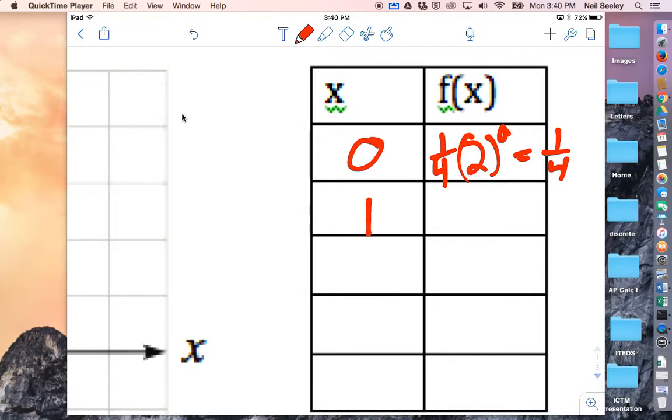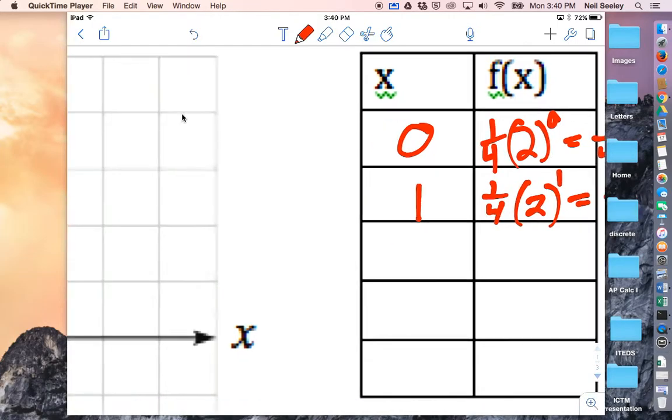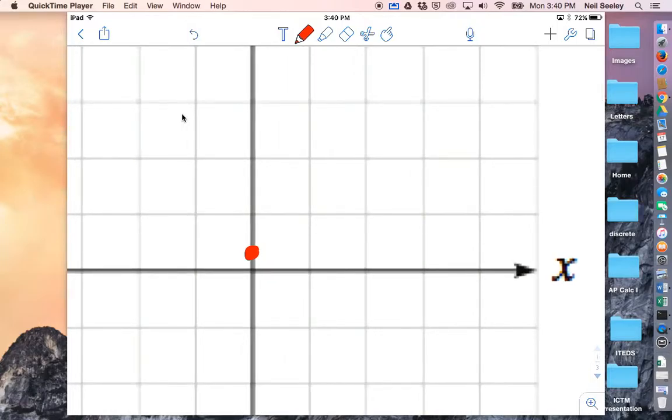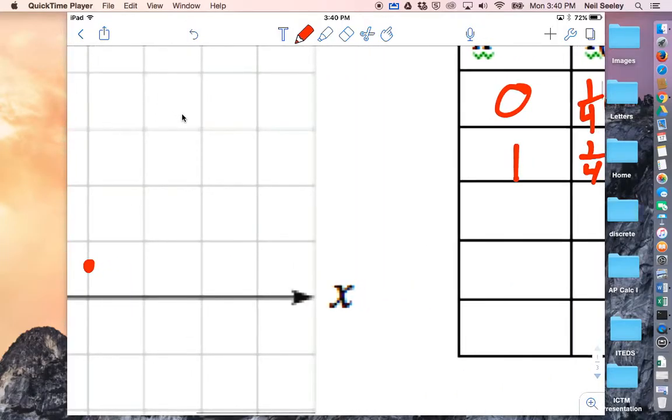I don't know if you'll need them all, but it's helpful to have as many as possible. 2 to the first, of course, is 2. 2 times a 4th is actually 1/2. So when I plugged in 1, I got out a half. So plotting the point 1, 1/2, and onward and upward.